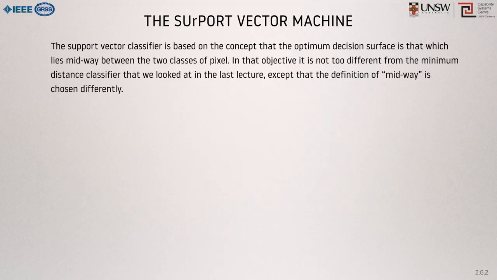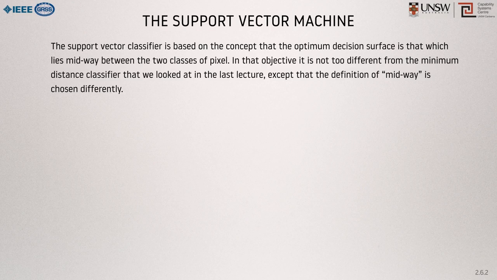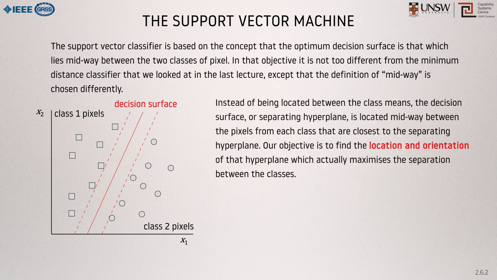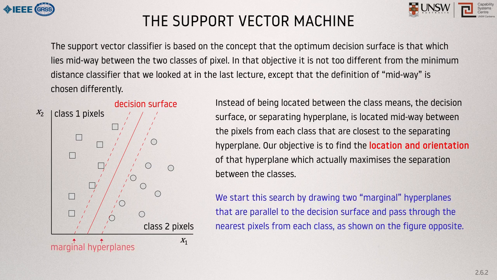The support vector classifier has a similar objective to the minimum distance classifier in that it is trying to find a hyperplane which optimally separates two classes of data, but its approach is quite different. In the SVM, we look for the hyperplane which is midway between the two classes. We define it in terms of two marginal hyperplanes that just touch each of the classes, as seen in this slide.